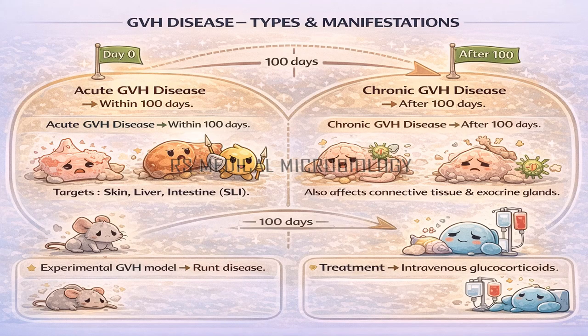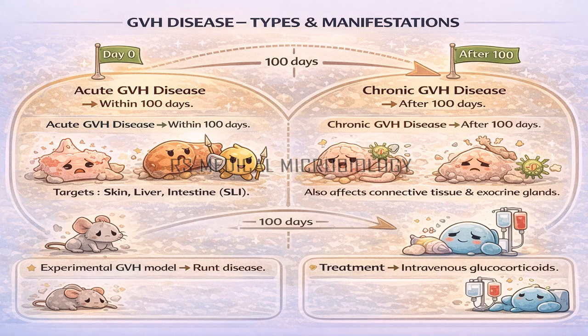So, this GVH reaction you can classify into two types. You have the acute or fulminant graft versus host disease, which occurs within the first 100 days post transplantation. It's a major challenge in the case of a bone marrow transplant. The chronic GVH occurs in a less severe form, and anything that happens after 100 days of transplant comes under this category.